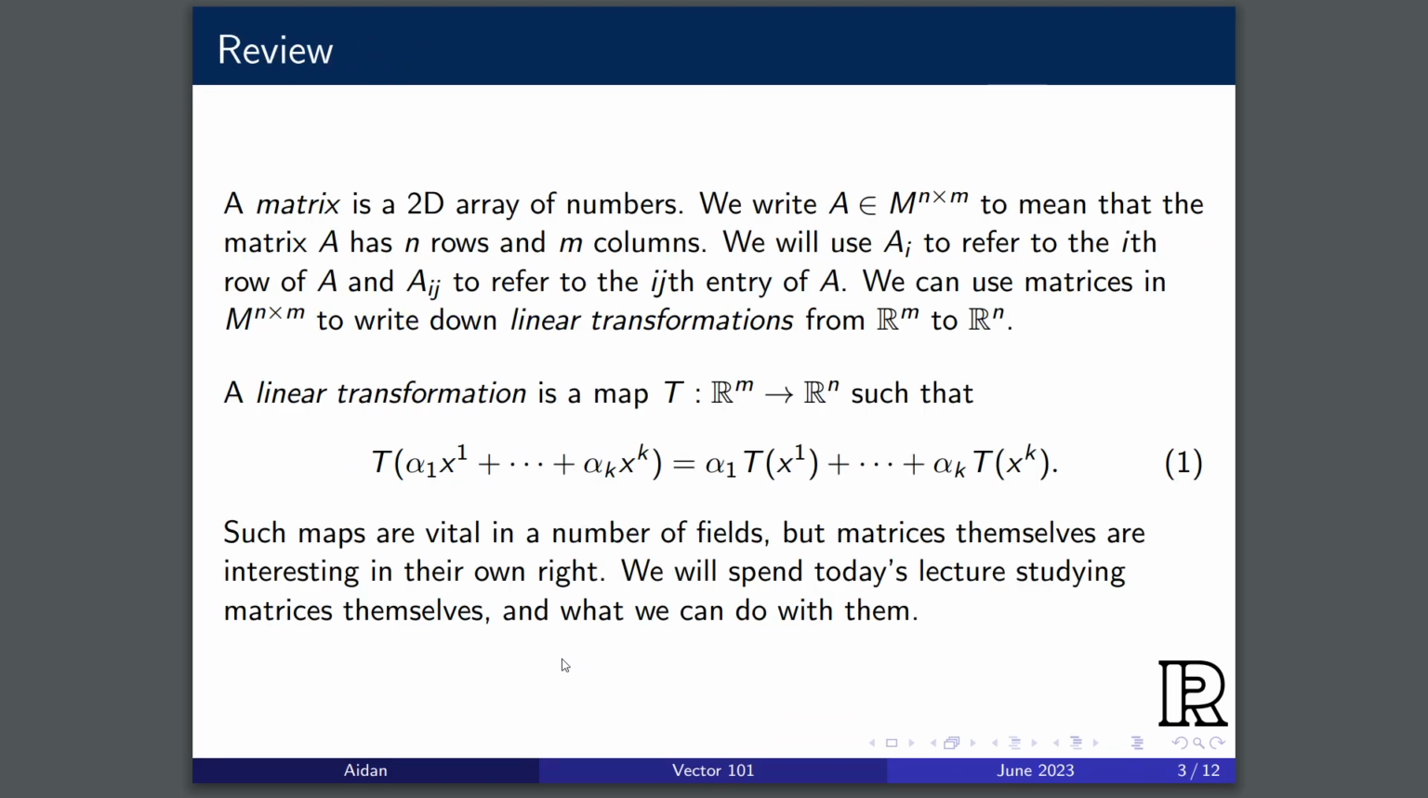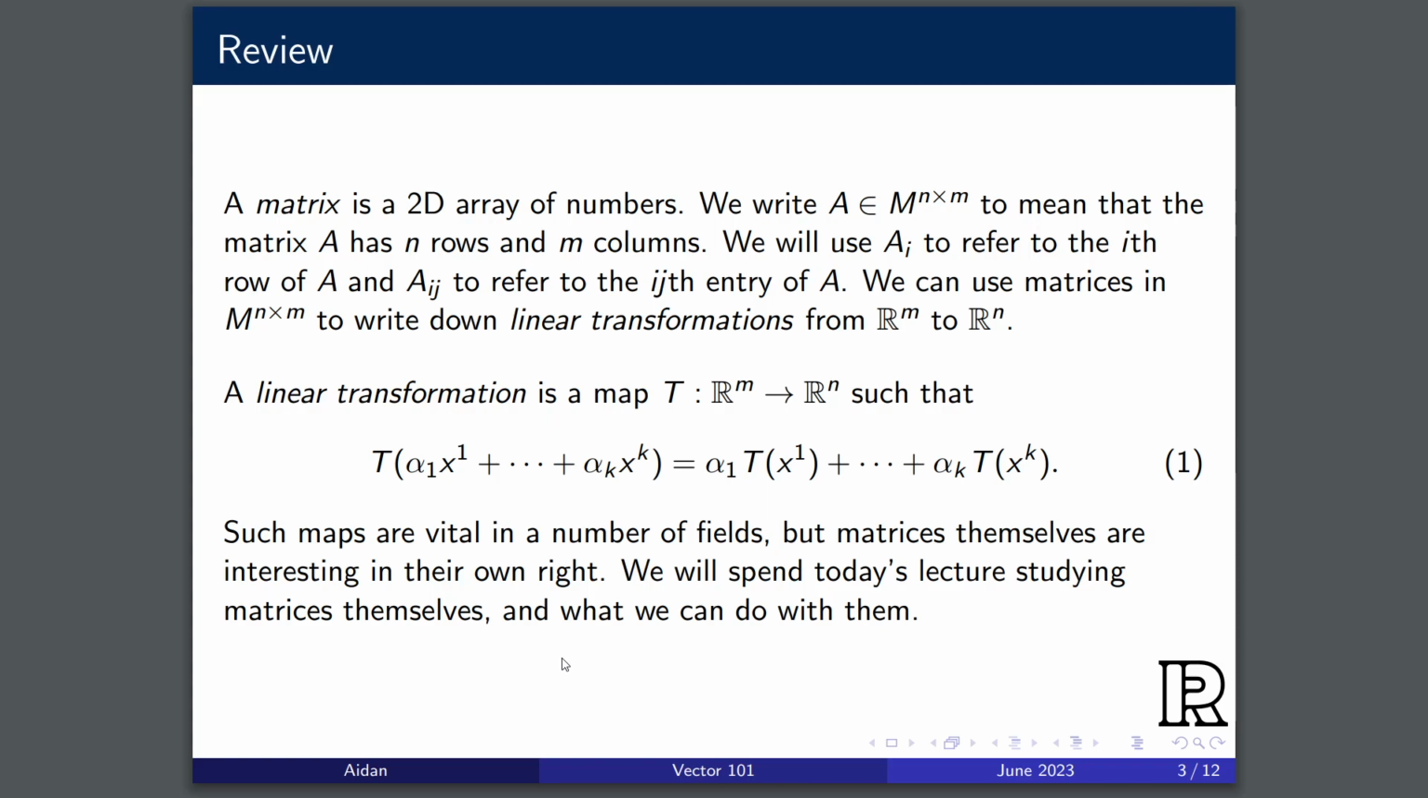So for a little review, a matrix is a 2D array of numbers. We write A with this backwards E symbol in R^(n×m) to mean that A is a matrix with n rows and m columns. We will occasionally use A_i to refer to the ith row of A, and we will very commonly use A_ij to refer to the ijth entry of A.